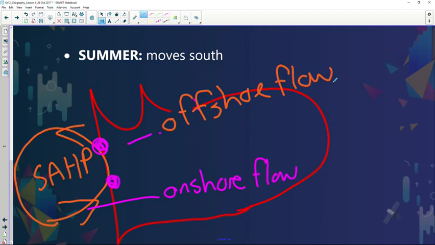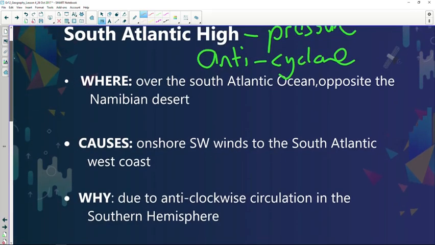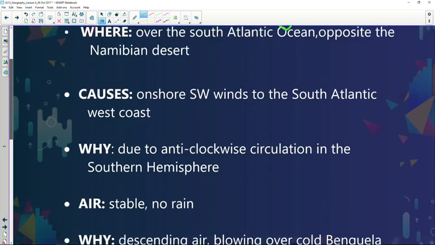It's kind of self-explanatory if you look at it. What happens over here? Because of the circulation, the movement of this air is onshore, coming onto land. And because of the circulation, the air moves offshore. So what does it create? Let's go quickly back to the characteristics. It creates onshore southwestern winds to the South Atlantic west coast. Why? Because of the anti-clockwise circulation of the high pressure system in the southern hemisphere.